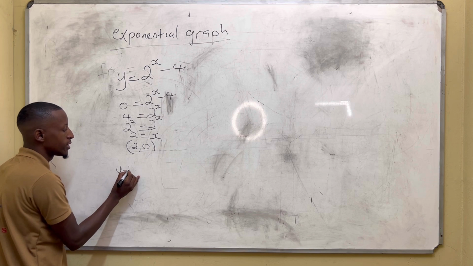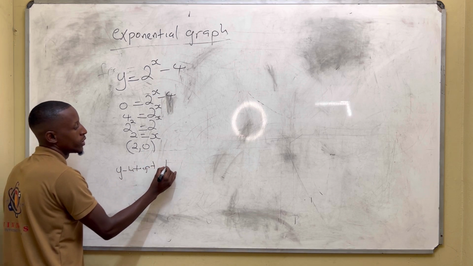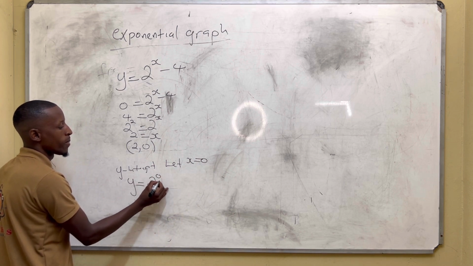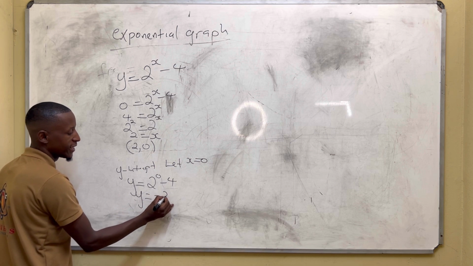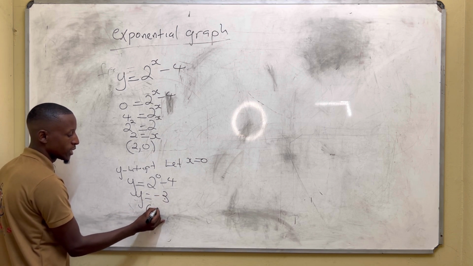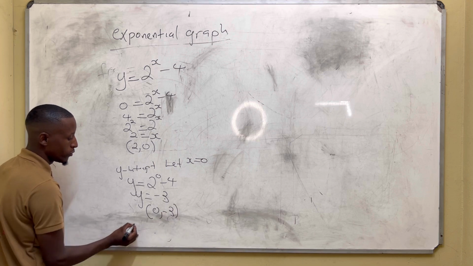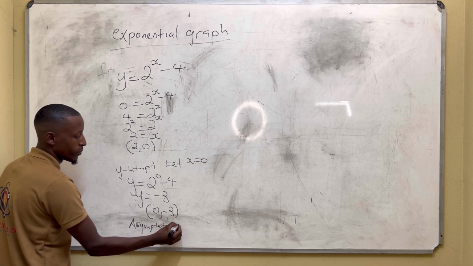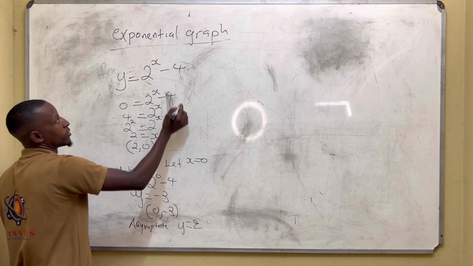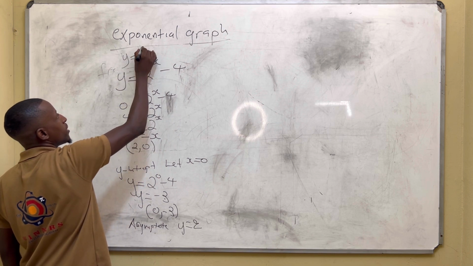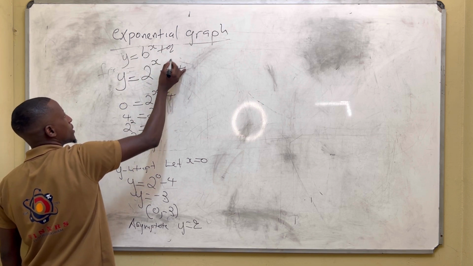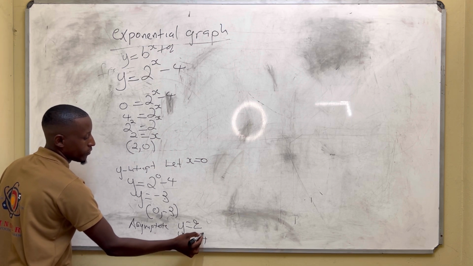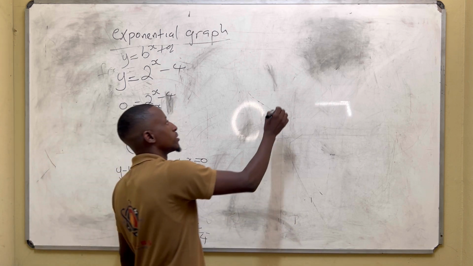Let's look for the y-intercept. We let x become 0. If you let x become 0, our answer will be negative 3. The coordinates are going to be (0, -3). Let's go to the asymptote. The asymptote is going to be y equals q. But which one is our q? Remember, our q is negative 4. Our equation of the asymptote is going to be y equals negative 4. This will be your equation of the asymptote.